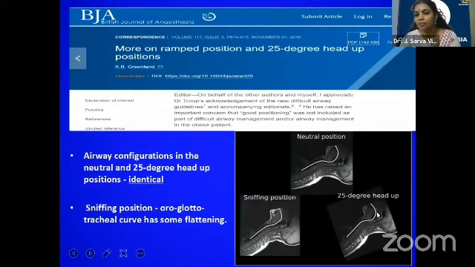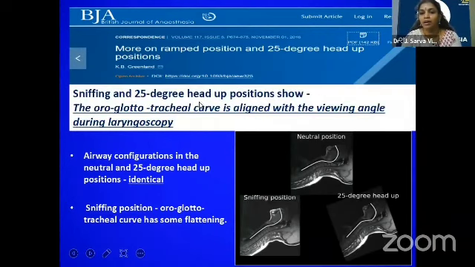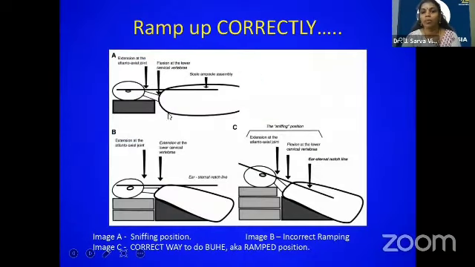Because mere 25-degree head up is not going to cause any change in the alignment of all the 3 axes or in the flattening of the 2 curves. This is the study done by Greenland et al. And we can see that mere 25-degree head up is not going to do any change. So you need to do a head up and the sniffing position such that the oro-glotto-tracheal curves align with the viewing angle. So always remember to ramp up correctly. Just head up and just stating that your external auditory meatus and your sternal notch are in alignment is not going to offer great benefit. You need to do a ramping up position like head up and a sniffing position. Only then is that termed the proper ramping up position.